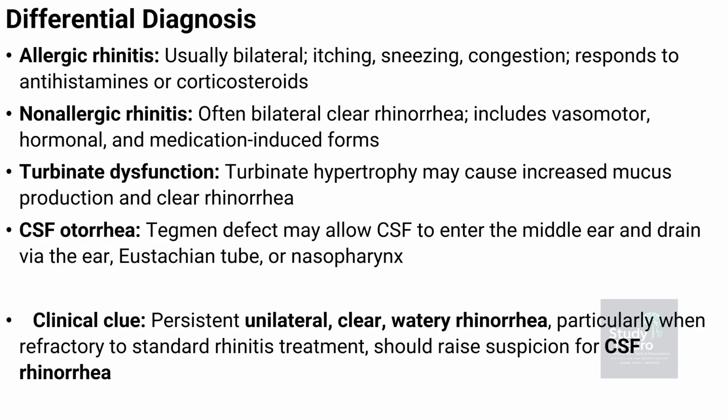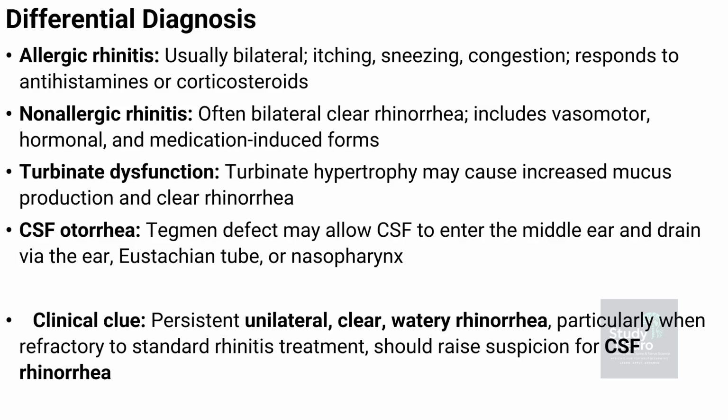Several conditions can produce clear rhinorrhea and must be distinguished from cerebrospinal fluid leakage. Allergic and non-allergic rhinitis are common alternatives, while turbinate dysfunction may also contribute to clear nasal discharge. A tegmen defect can produce cerebrospinal fluid otorrhea, with fluid potentially reaching the nasopharynx through the eustachian tube. Persistent unilateral, clear, watery rhinorrhea, especially when resistant to usual rhinitis treatment, should raise suspicion for cerebrospinal fluid rhinorrhea.